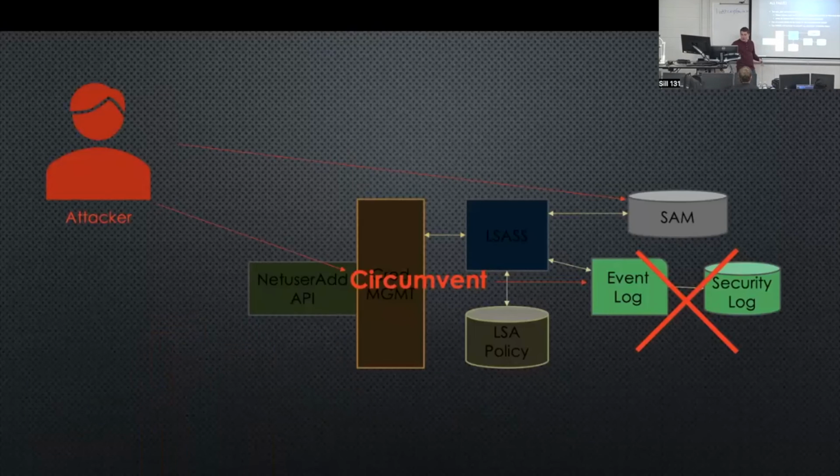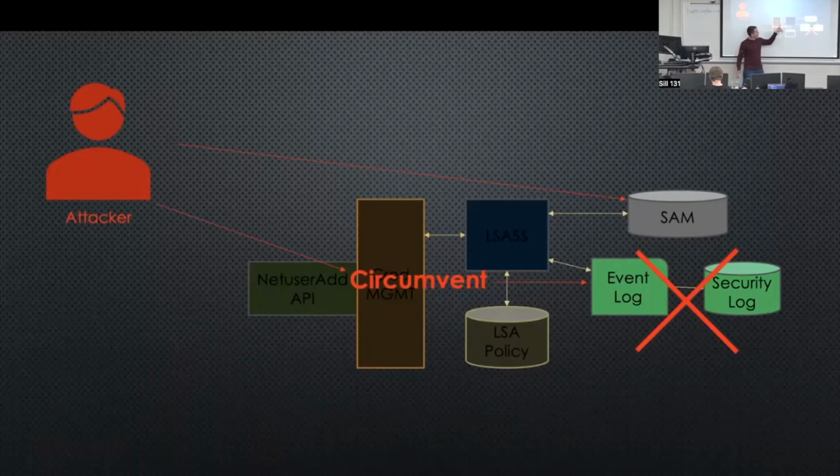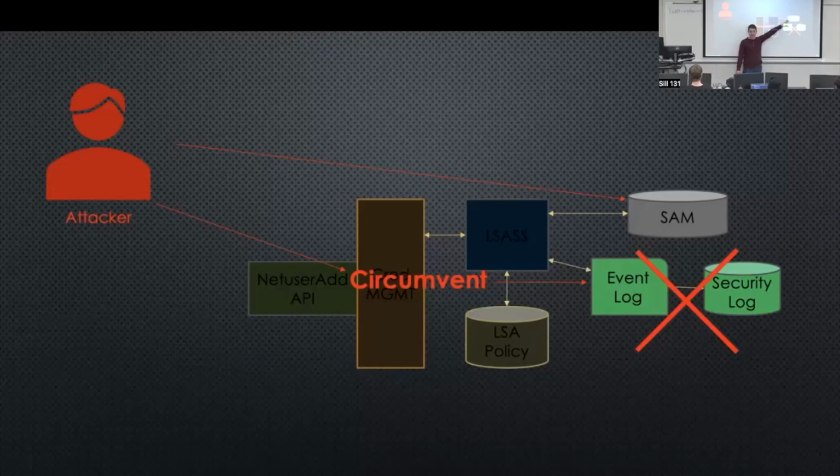what we need to do is the attacker needs to be able to circumvent these steps and then skip over the event log and the security log. However, he still has to be able to talk to the SAM, okay? Because that's how you make your new account. Without talking to the SAM, then you just don't have an account that can be used. So you need to circumvent this stuff, skip this, and then just talk to the SAM system.